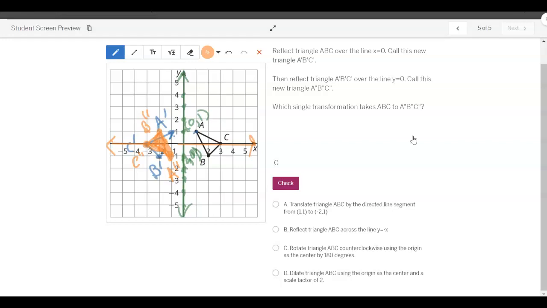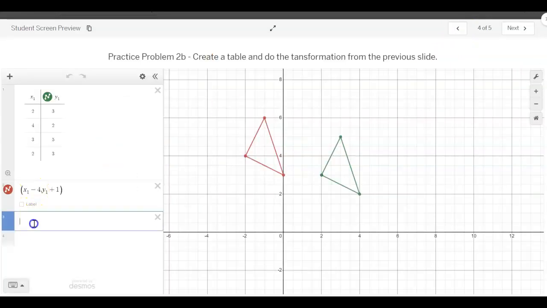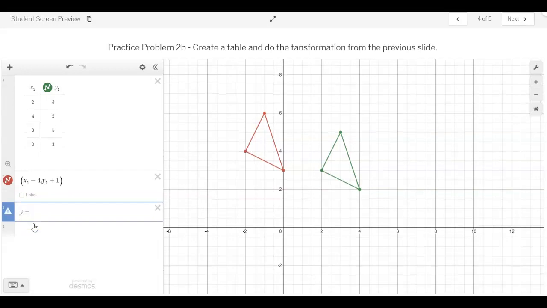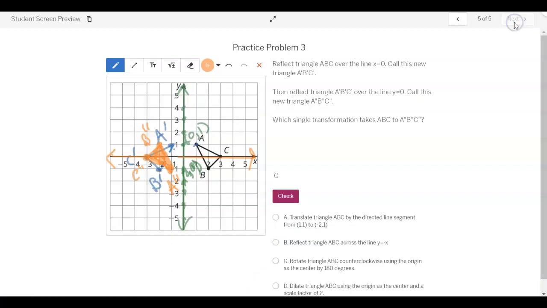If we look at B, it says reflect triangle ABC across the line y equals x. So what does the line y equals x look like? Well, if you're not sure, you can go back to your handy dandy calculator and click it in here, y equals x, and guess what? They're going to draw it for you. So handy, and you're going to have it on the LEAP test and everything. So I can see y equals x is going to be this diagonal line here.